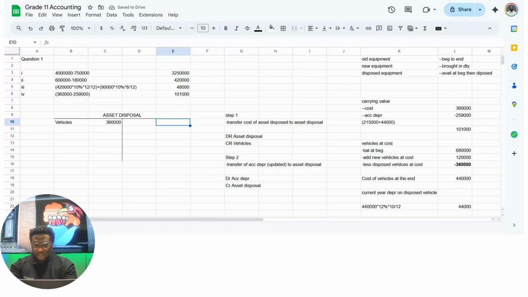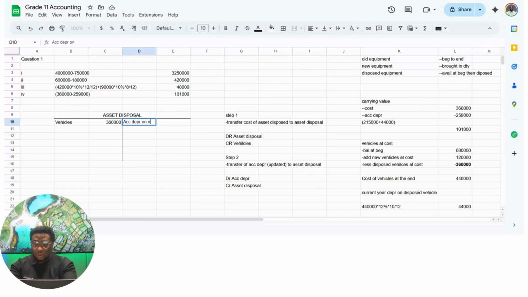Okay, so then in this case, you'll see that you're going to have accumulated depreciation on vehicles. You can see that I just wrote in short words, but when you're doing an exam, just please make sure that you write things in full. All right, and that accumulated depreciation is 259,000. Okay, cool.